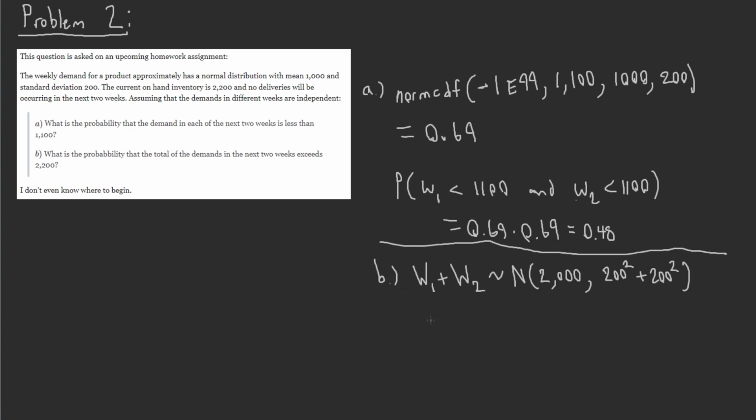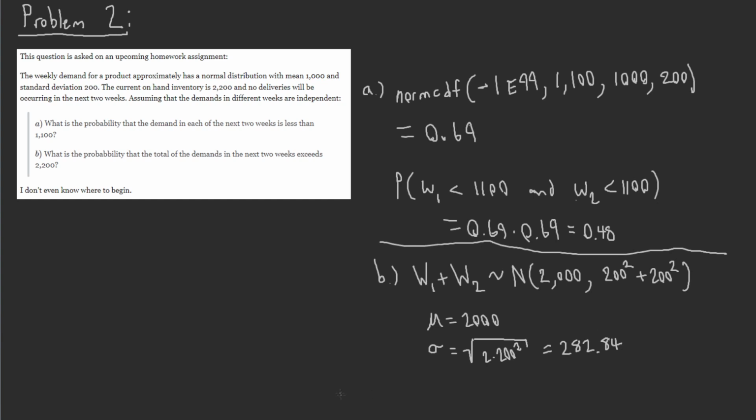And so this gives us a new normal distribution with a mean of 2,000 and a standard deviation of the square root of 2 times 200 squared. And if you plug this into your calculator, looks like you'll get about 282.84.